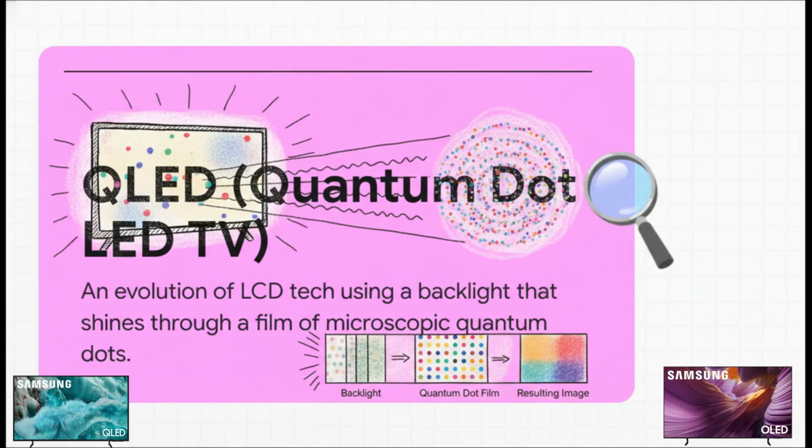Now, on the other side of the ring is QLED, which stands for Quantum Dot LED TV. And even though the name sounds similar, it is a totally different beast. A QLED is basically a super advanced version of the LCD TVs we've known for years. It has a big, powerful backlight, and that light shines through a bunch of layers to make the picture, including a special layer of something called quantum dots, these tiny crystals that give QLEDs their super vibrant colors.